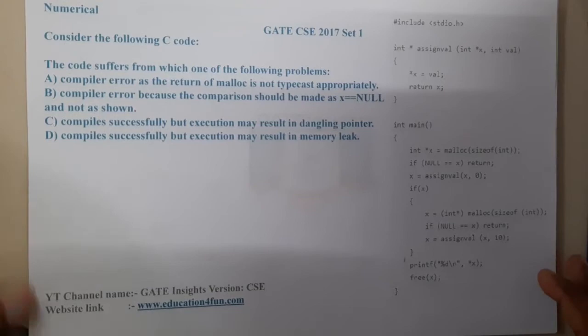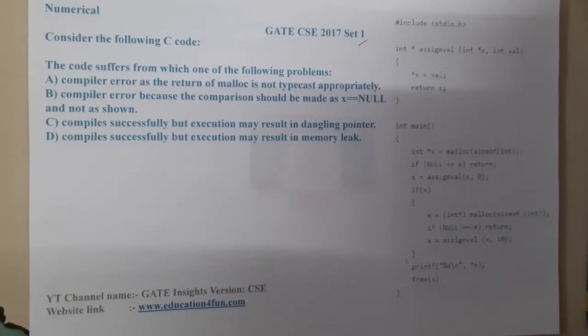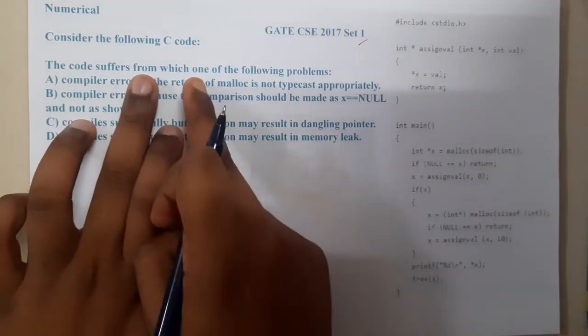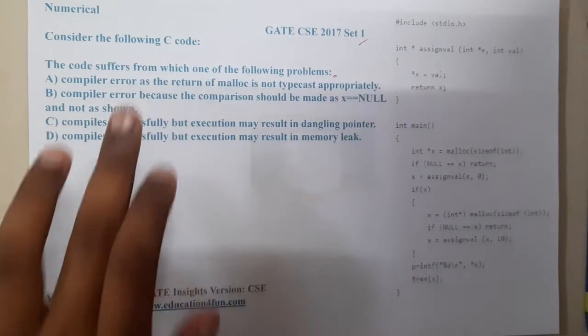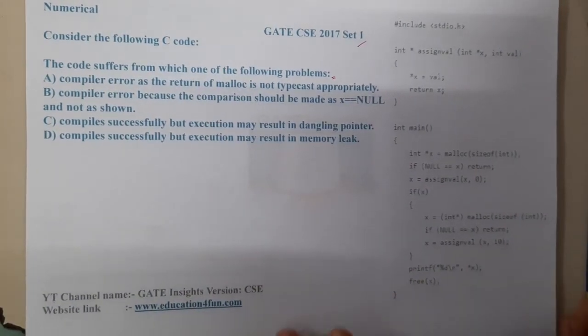This question belongs to GATE CSE 2017 set 1. The question is: consider the following C code. The code suffers from which one of the following problems? Basically, from this we understand that there is some problem in the code. So let us try running the code and understand it.